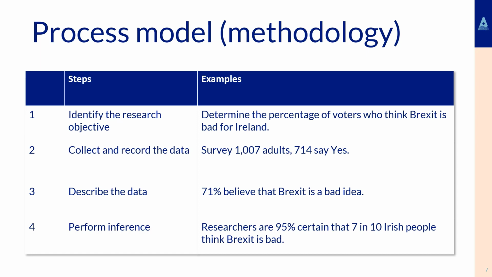For the research objective, an example would be to determine the percentage of voters who think Brexit is bad for Ireland. To collect and record the data, survey 1,007 adults, of whom 714 say yes. Then to describe the data, the description is that 71% of the sample say that Brexit is a bad idea. Then we perform inference. Researchers are 95% certain that 7 in 10 Irish people think that Brexit is bad.